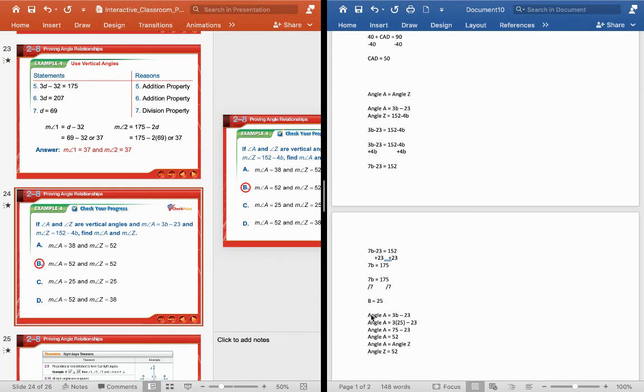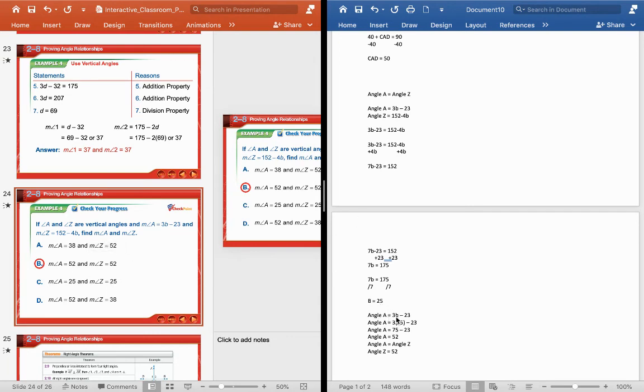So angle A equals 3b minus 23. So now we know what b equals, but we got to solve for angle. It doesn't ask us what b equals. This problem doesn't care what b equals unless you were a C. Then you got that one incorrect. It wants to know what angle A and angle Z are.